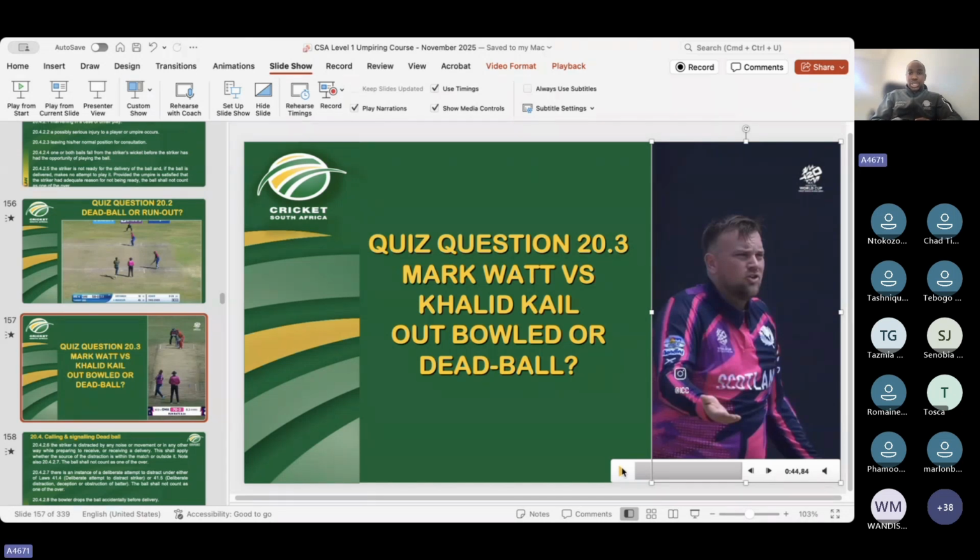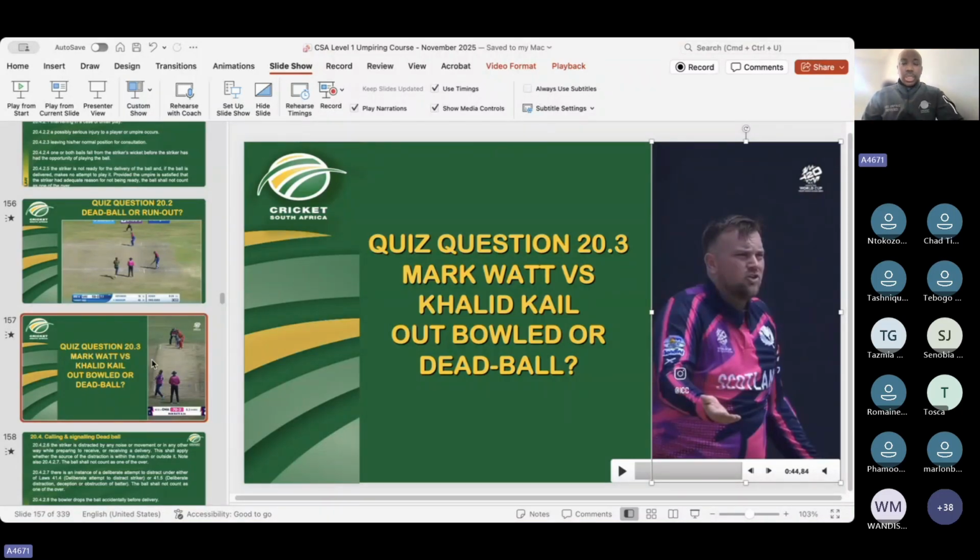Because Mark Watts does that as a surprise element, then the batter is well within his rights to not be ready. It did surprise him, and that is not allowed. Or if he feels he's not ready, then he is allowed to move away as he did. So correct decision by the bowlers and umpire, dead ball.